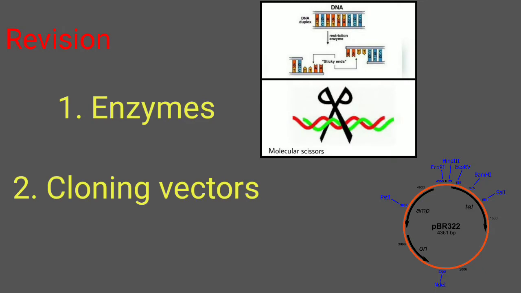As you know, in the last class I discussed the two important tools: the use of enzymes, including the restriction enzyme, which is a very important part of genetic engineering, and the cloning vectors that are used. Apart from these two, there are some other techniques that are required during the genetic engineering process.